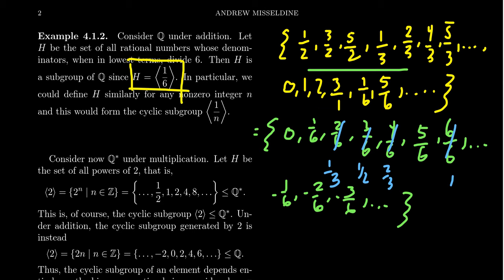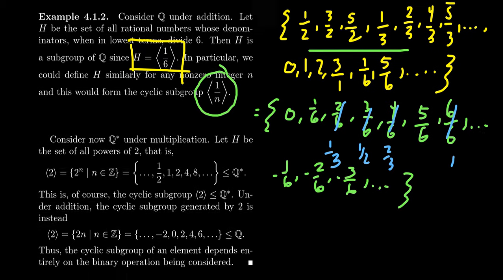And this strategy works in general: we can form the cyclic subgroup of Q generated by the fraction 1 over n. This cyclic subgroup, the one generated by 1 over n, would produce all rational numbers whose denominator, when written in reduced form, divides n. And so this is what these cyclic subgroups are going to look like for Q with respect to addition.